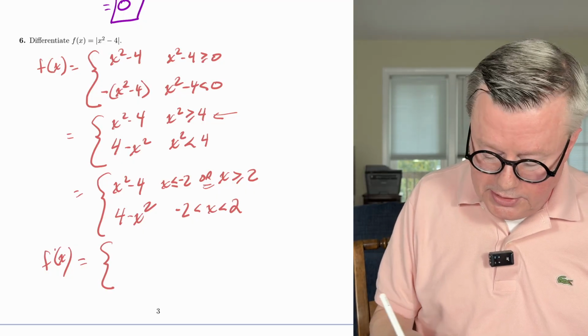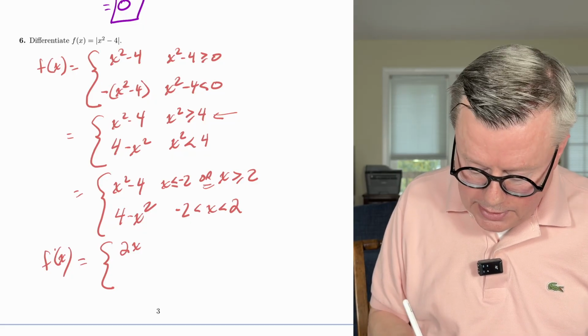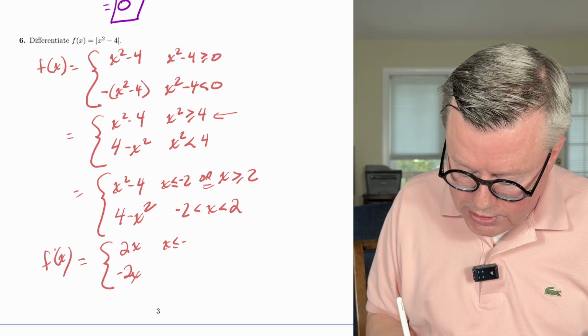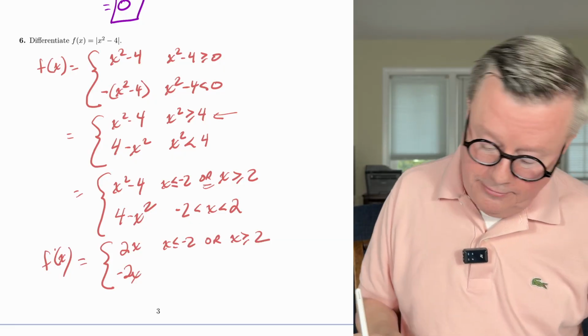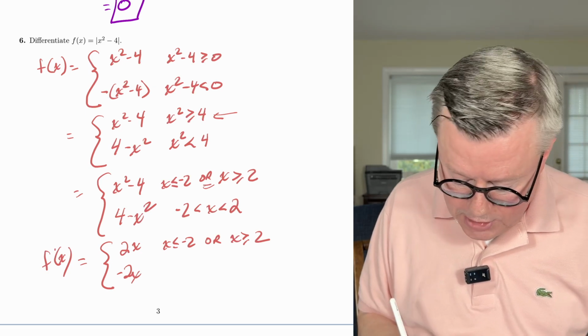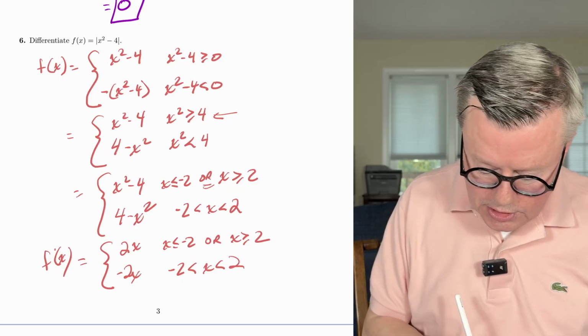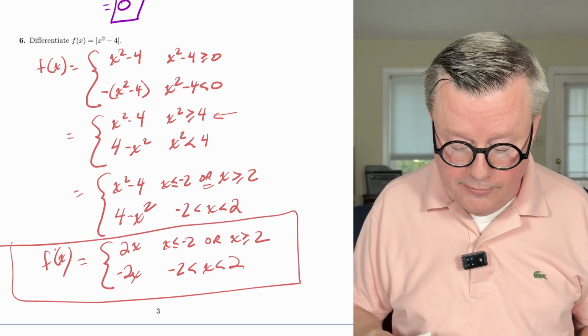So that's going to be, let's see, the derivative of the top is 2x. The derivative of the bottom is minus 2x. And these conditions are still true. So the top part is the derivative when we've got that condition, and the bottom part is the derivative when we've got this condition. So that's my final answer. That's the derivative of the absolute value of x squared minus 4.